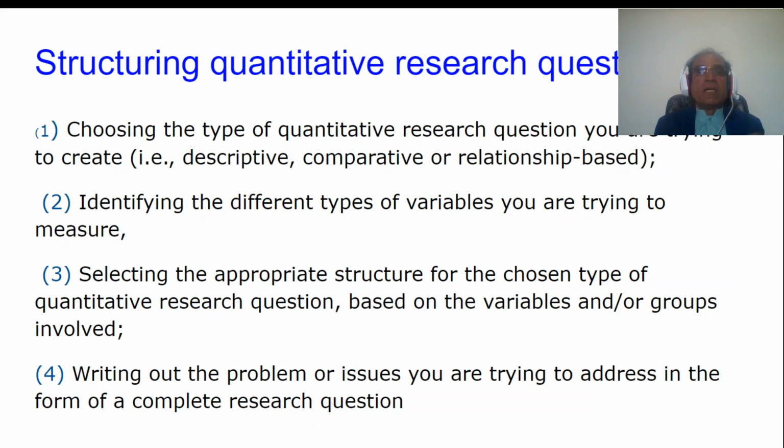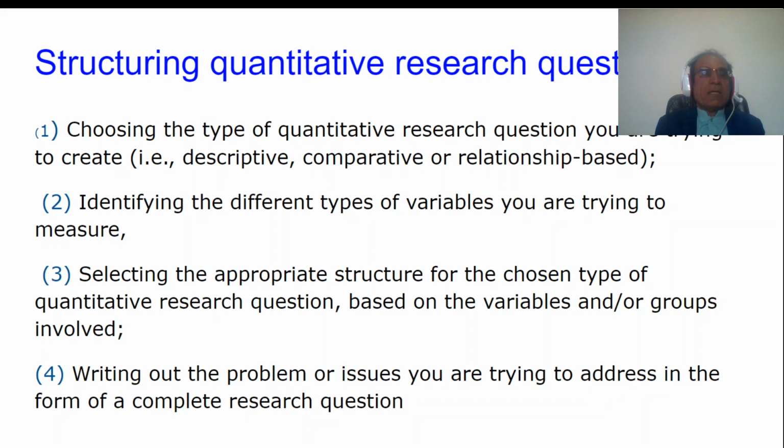How to structure a quantitative research question? Now I discuss with you the four main points. First, choosing the type of quantitative research question you are trying to create. As you are familiar, we have three types of quantitative research: descriptive, comparative, and relationship. In the second point, we identify the different types of variables you are trying to measure. I mean independent variables, dependent variables, and other types of variables.